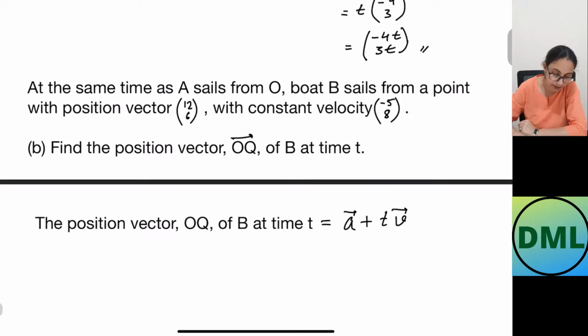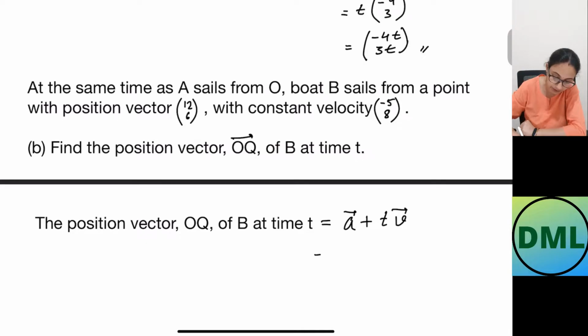At the same time as A sails from O, boat B sails from a point with position vector 12, 6 with constant velocity minus 5i plus 8j. Find the position vector OQ of B at time t. So they have given us the initial vector and the constant velocity. So the position vector OQ of B at time t will be given by the initial vector plus time multiplied by the velocity vector.